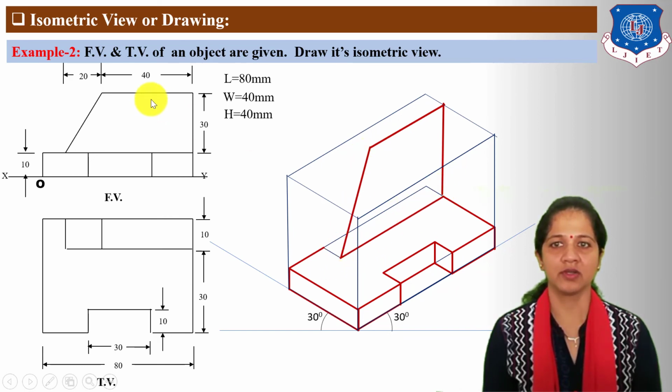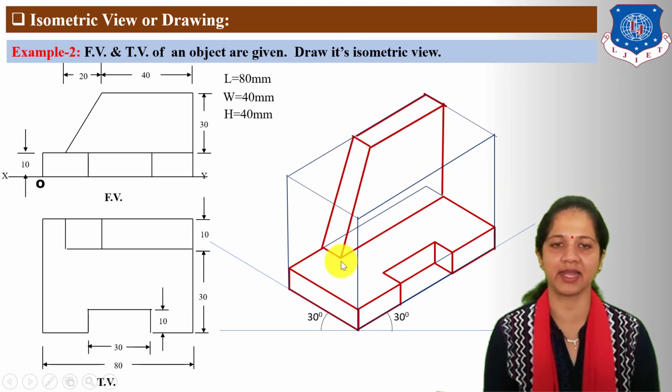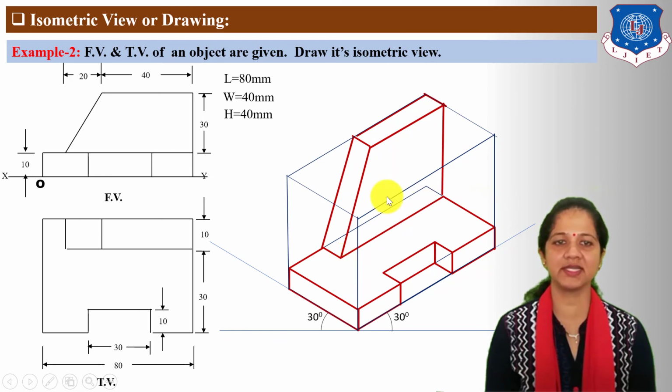Next draw 40 plus 20, 60 mm length line. Next draw 10 mm width line, 10 mm width line and 10 mm width line. Connect these two points parallel to length. Connect these two points parallel to this slant line. So this indicates the 3D view or drawing of the given orthographic projection.